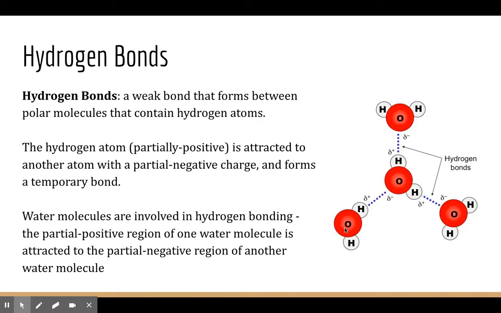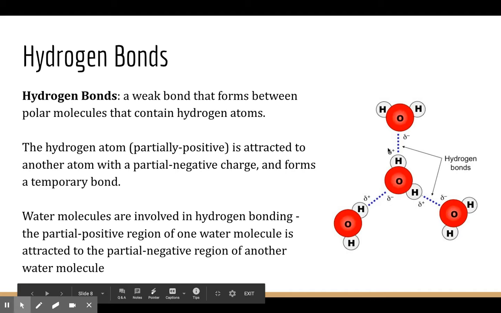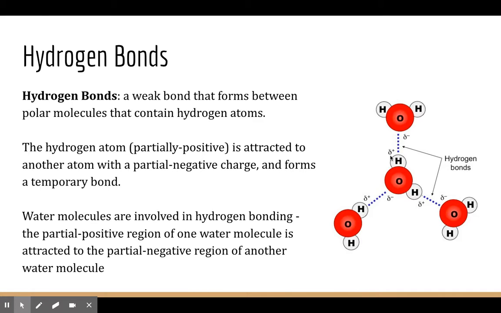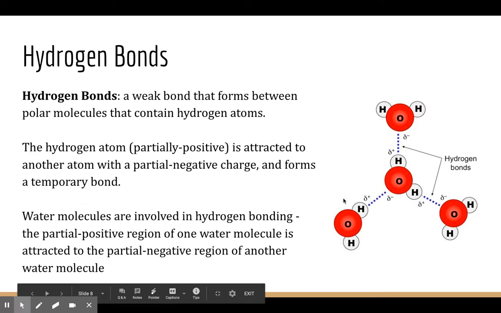All right. So take a look at this model right here. Water molecules are involved in hydrogen bonding, like I said, because it's polar. These hydrogens are partial positive. They are attracted to the partial negative of other oxygen atoms. And water molecules can typically take part in 3 to 4 hydrogen bonds at one time.